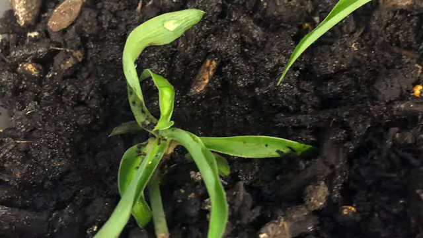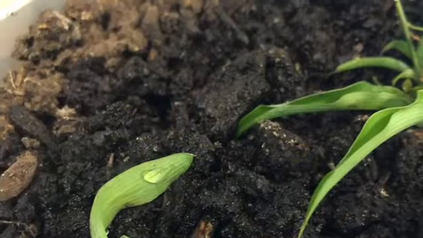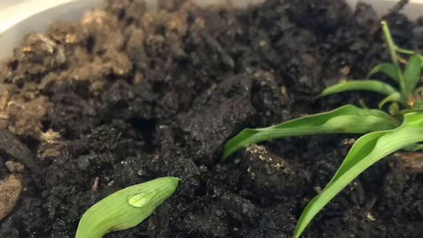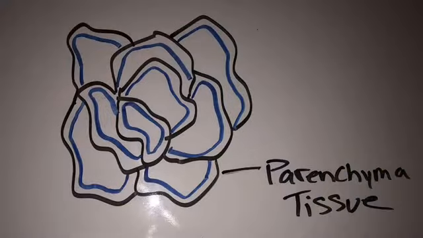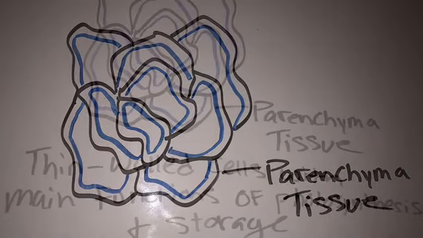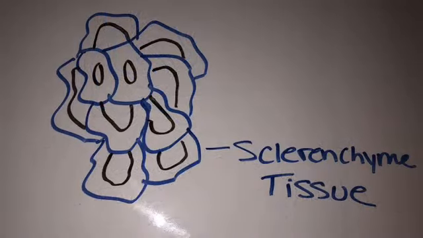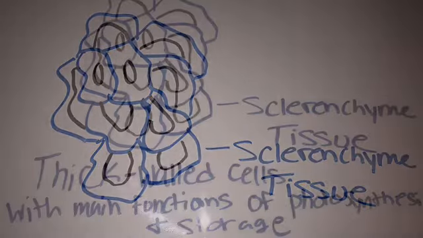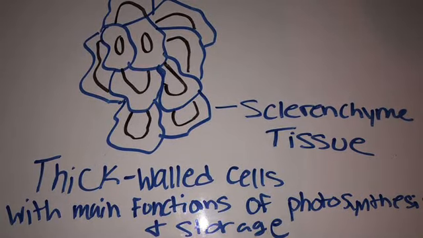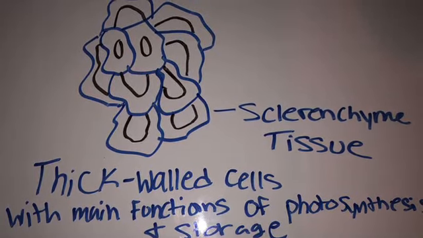The surface tissue is the outer waxy cuticle layer that protects the plant and prevents water loss. It is what you can see beads up the water on the leaf. Parenchyma tissue. The parenchyma tissue consists of thin-walled cells with main functions of photosynthesis and storage. Next is the sclerenchyma tissue. Thick-walled cells that provide shape and support, allowing plants to stand upright.